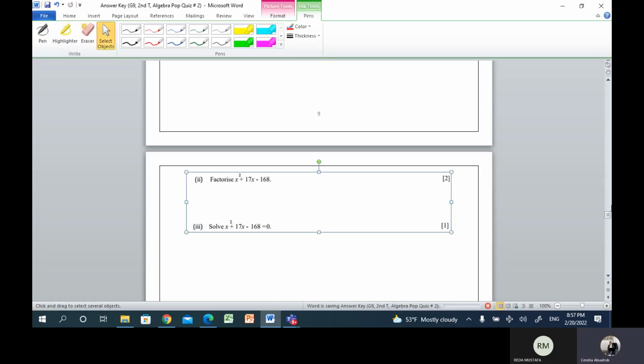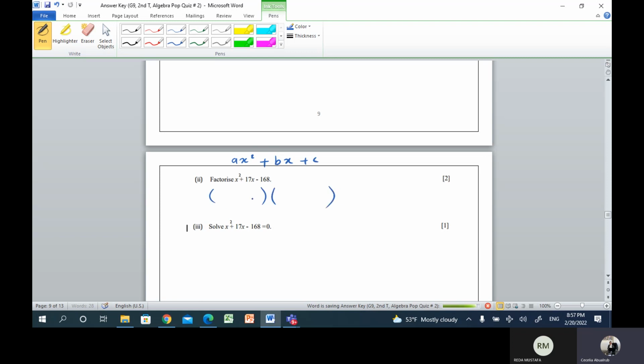Okay, so let's do that. In order for us to factorize this equation, it's written as ax squared plus bx plus c. So how to factorize it? We open two brackets. So we look at the last term, which is the c. If it's negative, then one bracket will take the addition sign in the middle, and the other one will take the subtraction sign. The first term is x squared, so x and x.